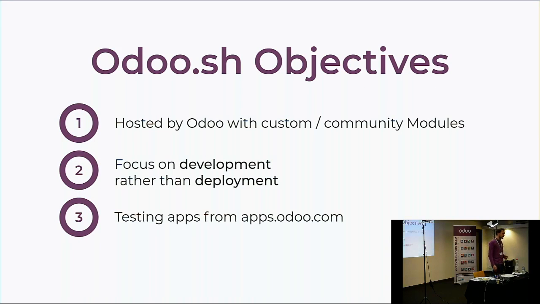So what were the objectives of Odoo.sh? We wanted to offer you the service just like Odoo Online to host your database for you, so you do not have to go through all of the hassle that is setting up a server, provisioning it, and all the problems that come through that. And we wanted to allow you to develop your custom code or community modules that were available. Then the focus for you is really on the development rather than the deployment. And finally, we also want to support apps from the app stores, from apps.odoo.com.